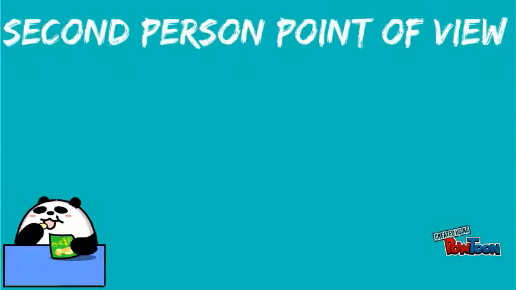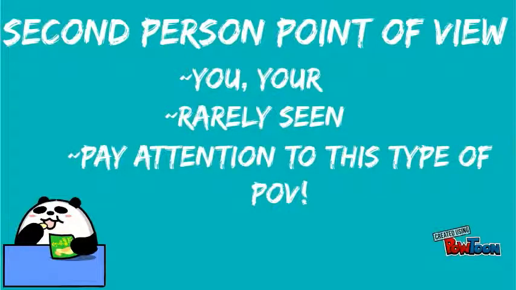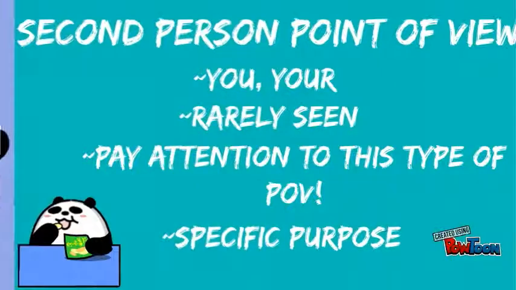The second type of point of view that you might see is second person, and that's when the author's going to use you and your, and it's really rare. Very seldom do authors actually speak directly to the reader. If you see this, make sure you pay attention to it, because they're making a pretty daring choice, and they probably have a specific purpose in mind.